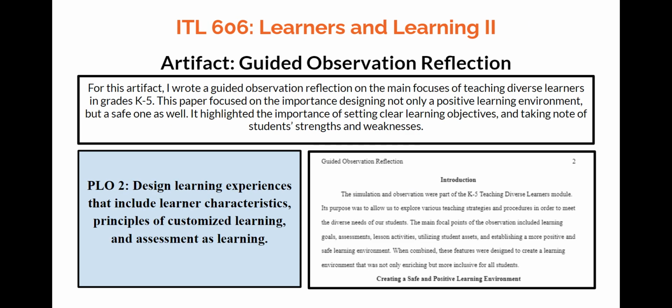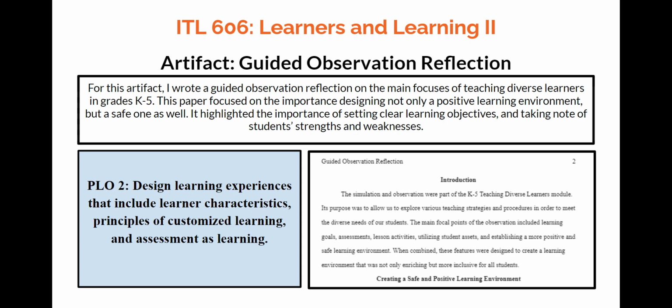ITL 606 was Learners and Learning 2. The artifact was Guided Observation and Reflection. For this artifact, I wrote a guided observation and reflection on the main focuses of teaching diverse learners in grades K through 5. This paper focused on the importance in designing not only a positive learning environment, but a safe one as well. It highlighted the importance of setting clear learning objectives and taking note of students' strengths and weaknesses.